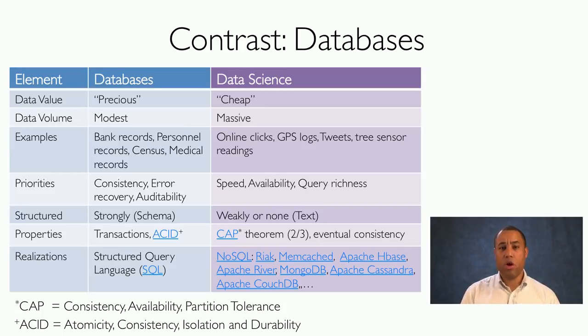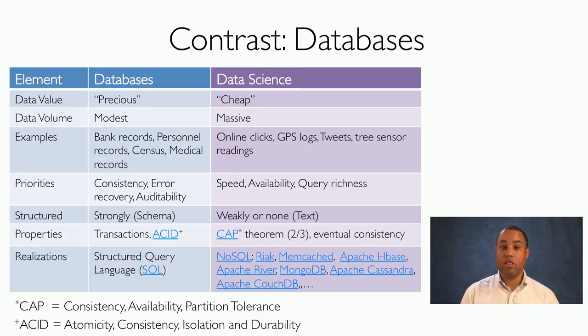Now, databases are very strongly structured. They have a schema that very clearly defines all of the fields that we store in that database and the types of those fields. In data science, we may have no structure, or it may be very weak structure. We may simply just have a text file that contains our information. Now, databases have very important properties of transactions and ACID semantics. Transactions mean that we're able to control how the database changes its state. And we do that using the ACID properties.